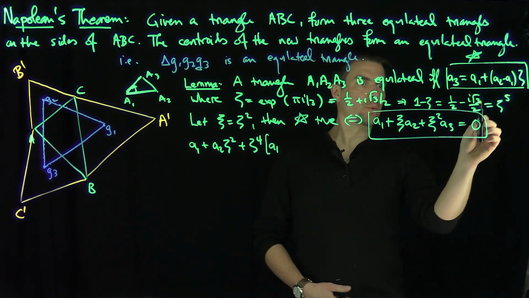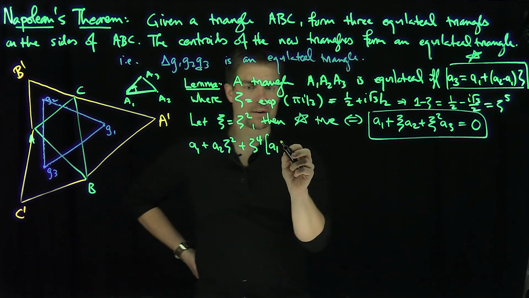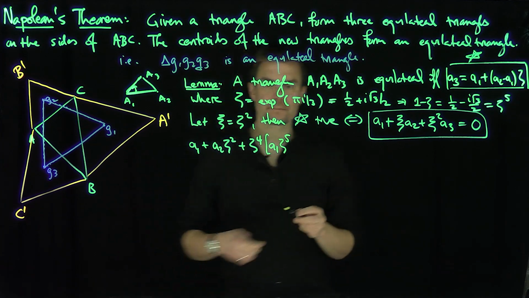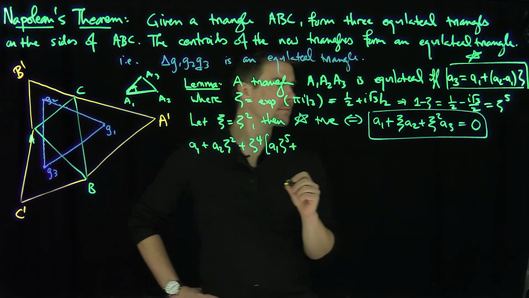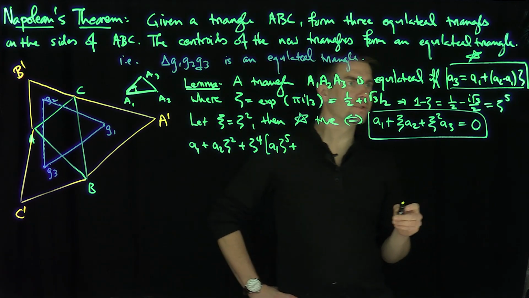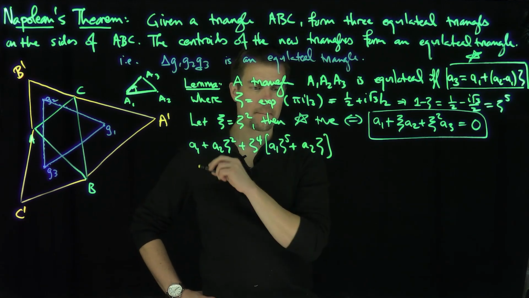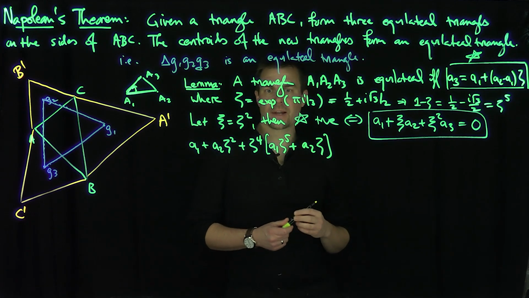The coefficient of a1 is what? The coefficient of a1 is going to be 1 minus zeta. So it's going to be a1 zeta to the 5th power, right? So zeta to the 5th power. Good. And then what? And then plus a2 zeta, right? Plus a2 zeta. Okay? Excellent.